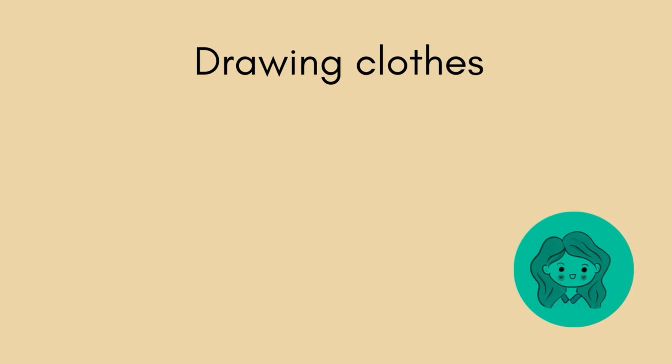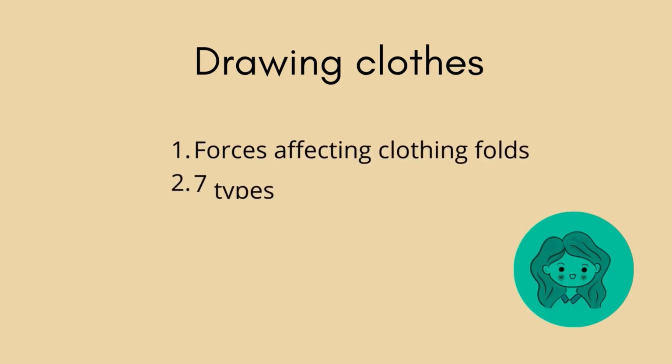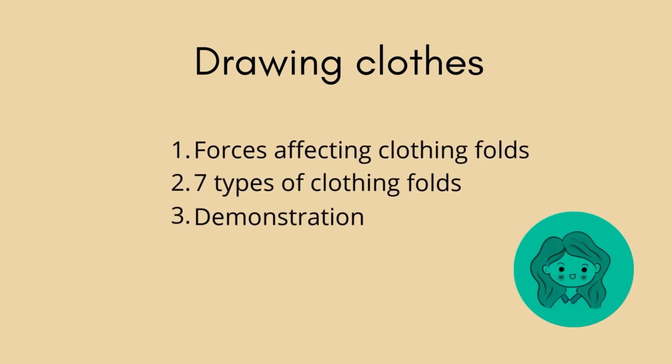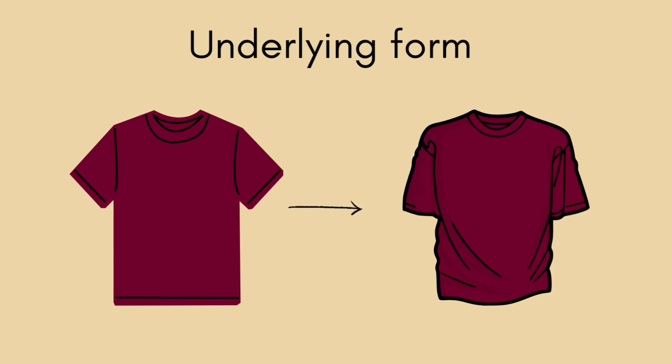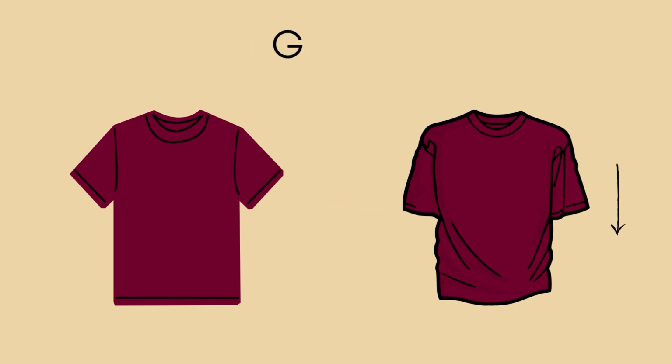This video consists of three main parts, which are the forces affecting clothing folds, the 7 types of clothing folds, and finally a demonstration. As for the forces which affect the formation of clothing folds, the underlying form or shape of the body or the object changes how folds are formed in clothes. And then we have gravity, which acts on clothes, which is pretty obvious, and the fabric tends to always fall downwards due to this force.